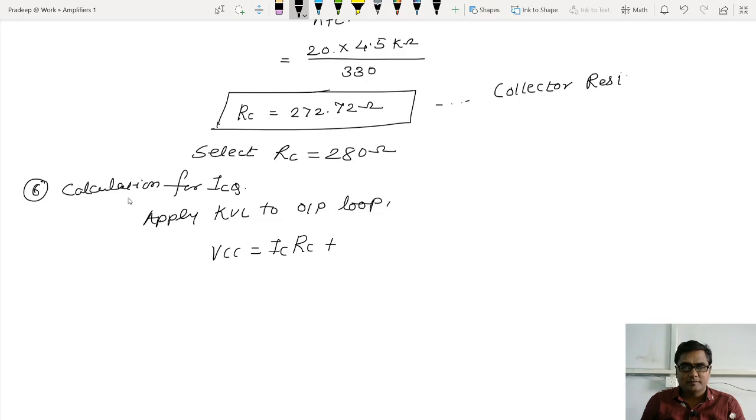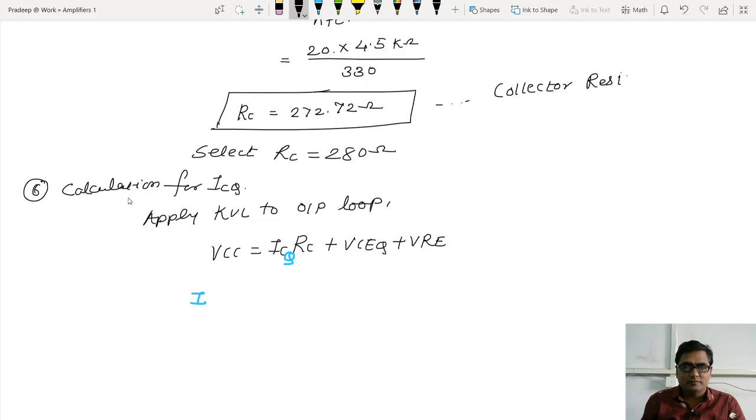The equation becomes VCC is equal to IC RC plus VCEQ plus VRE. Now you will come to know why I calculated VCEQ and VRE immediately when I started with the circuit diagram. I assumed VRE because I knew that somewhere I am going to use it. Now VRE is known, VCEQ is known, RC we have already calculated as 272, and VCC is known. So this IC is nothing but my ICQ.